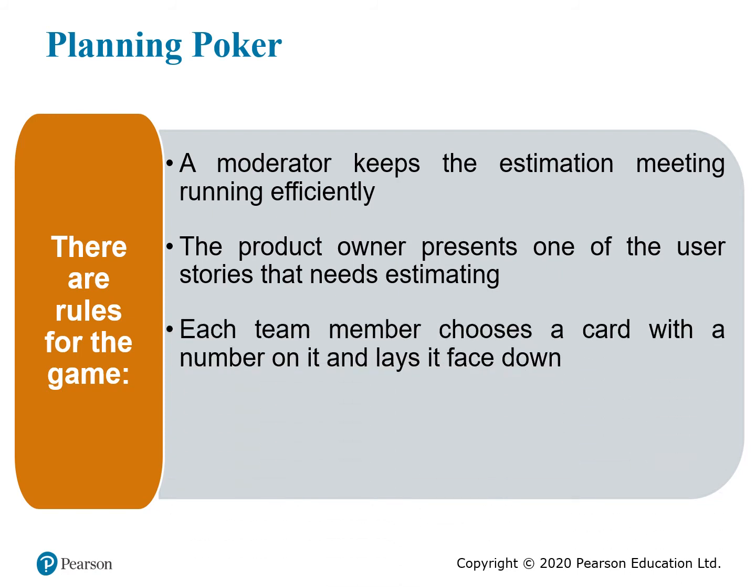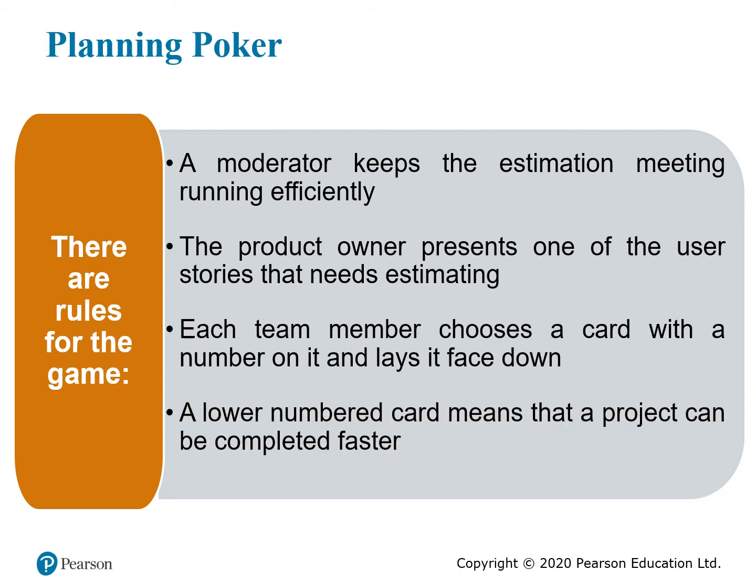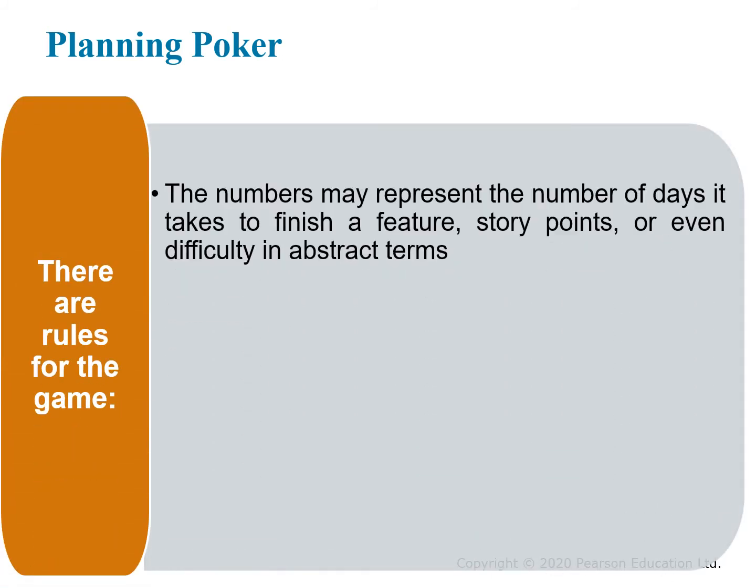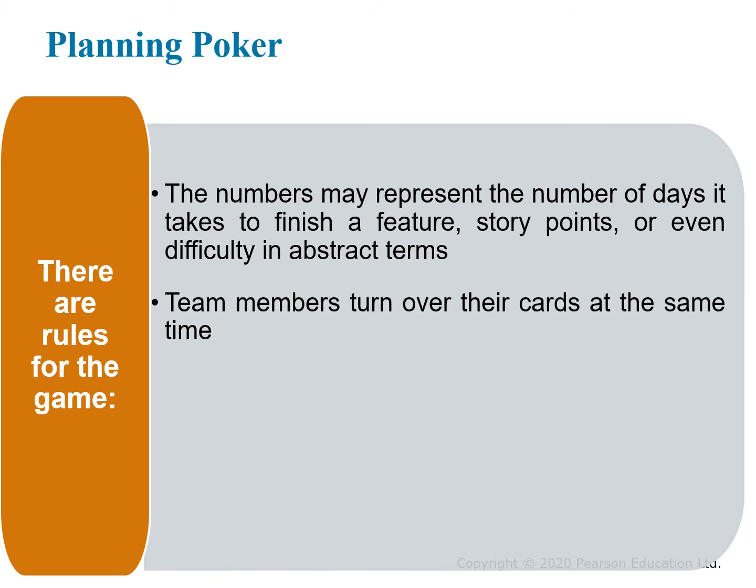Second, the product owner presents one of the user stories that needs to be estimated, one by one, and then each team member chooses a card with a number on it, as we showed in the picture just now, and lays it face down, so they don't see the number. And then a lower numbered card means that the project can be completed fast. Another rule is that the numbers may represent the number of days it takes to finish the features, or the story points, or even the difficulty and obstacles.